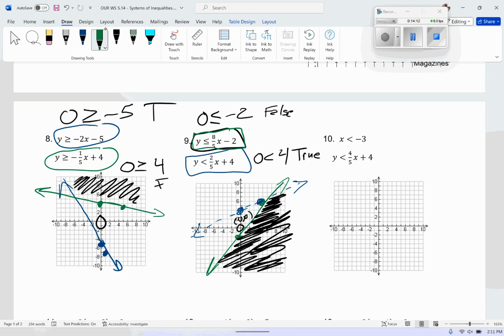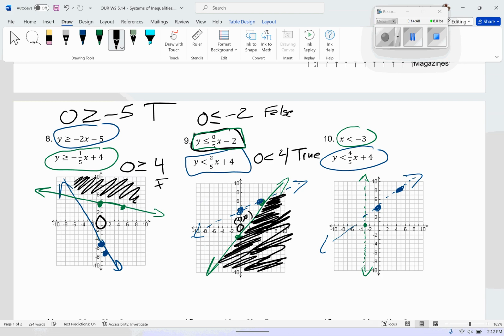All right, number 10 is a special case. Vertical or horizontal? Vertical, -3, vertical, solid or dotted? Dotted, very good. So 0, 0 is to the right of this, correct? So I'm either going to shade on the right side or the left side. We don't know yet where we're going to go. All right. My other line, I have a y-intercept of what? 4. And then I'm going to go up 4, right 5. And this one's also dotted.